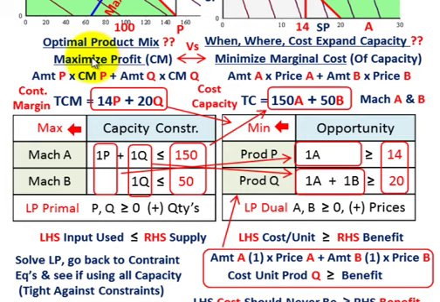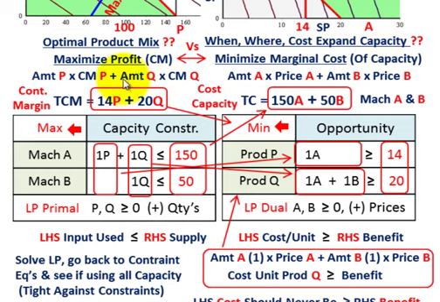Now for our linear programming, we really have 2 different ways of looking at this problem. Either we can maximize the profit or the contribution margin, or we could minimize the marginal cost of the capacity. When you're maximizing the profit, you're trying to define your optimal product mix. And when you're minimizing the marginal cost, you're looking for when, where, and at what cost you want to expand any capacity.